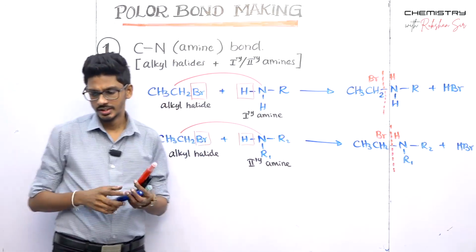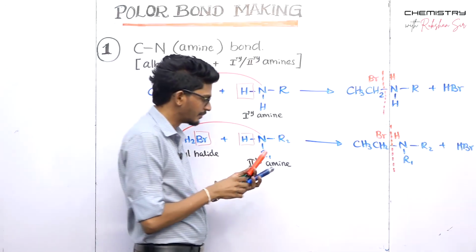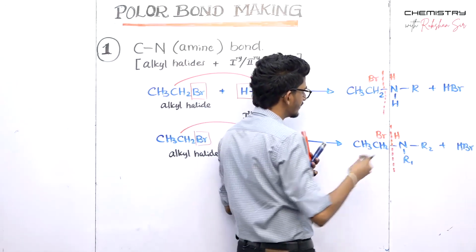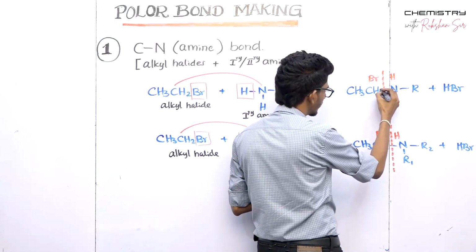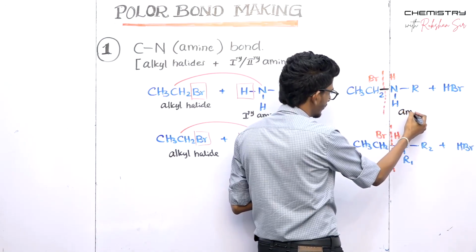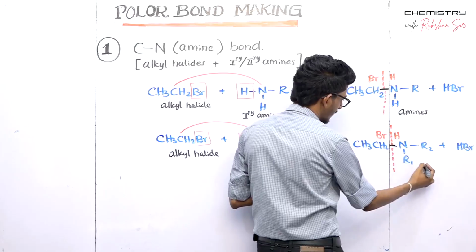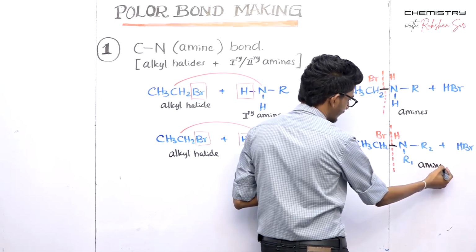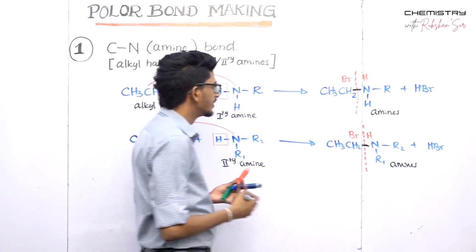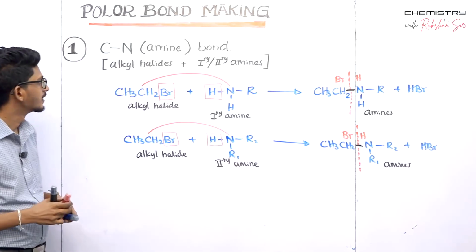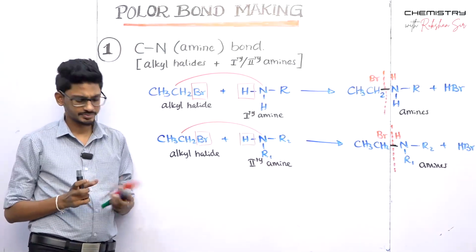Right? So these are amines, and this is the amine bond. This is the amine bond, and these are referred to as amines. So this is the theory behind the CN bond formation.